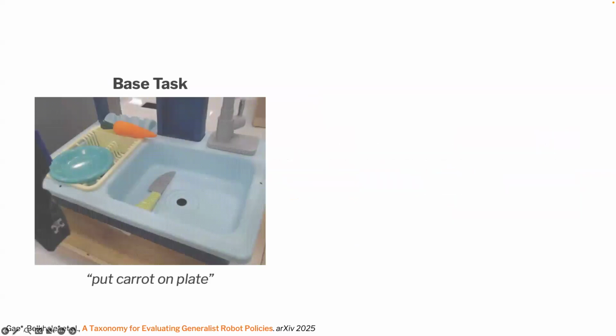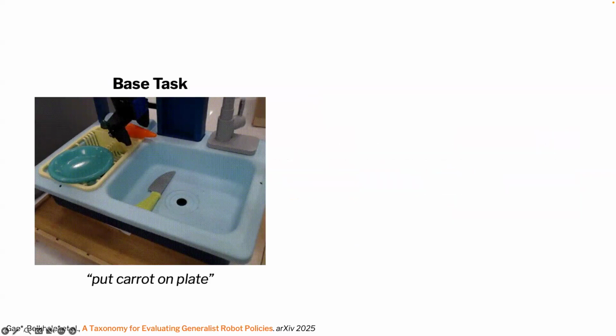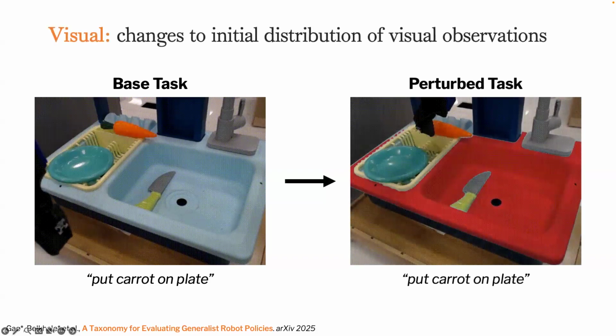As an example, this is a very popular dataset called the Bridge dataset, where you have data that looks like this. You have a human teleoperator that goes to this toy kitchen. This toy kitchen has a sink, it has a knife, a carrot, a bowl. And there's a task called put carrot in plate where they do something like this. A good general policy should be able to solve this task. Obviously, this is in the training data, but it should also be able to solve versions of this task.